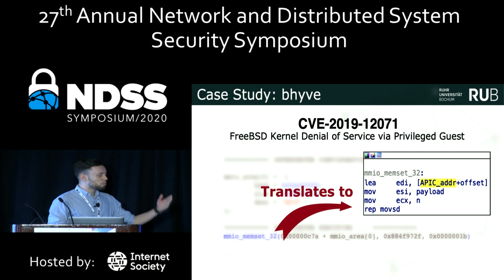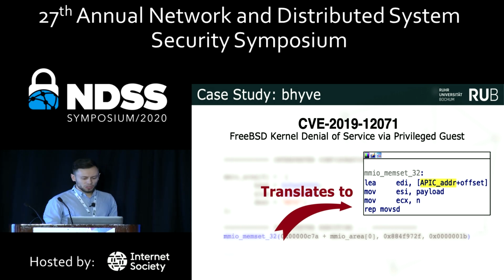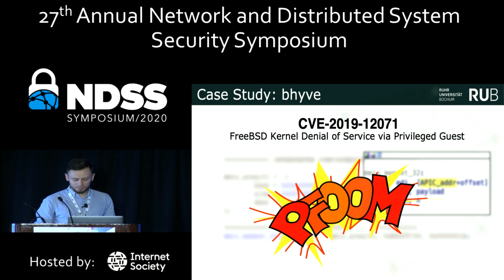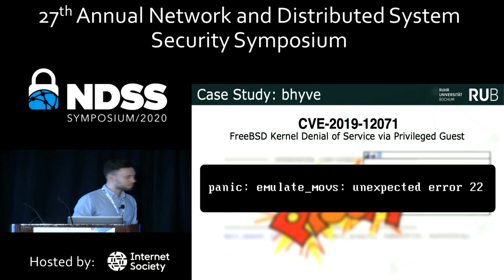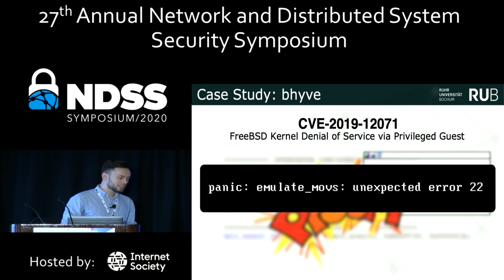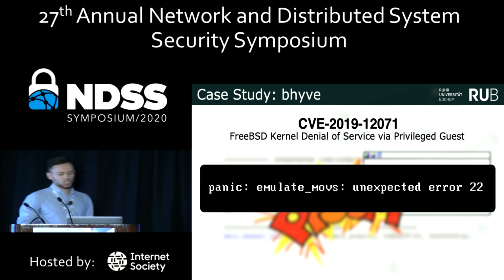And if you execute this instruction, and you're targeting the APIC MMIO region, well, the host will crash. And what's the reason? Well, it seems like there is an issue in the emulate moveS instruction, so there's an unexpected error. And what we found was basically, if you use the moveS instruction to write to an MMIO region, it will always work like a charm, except for the APIC.